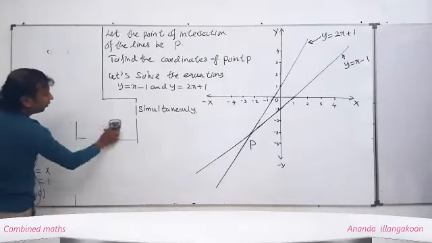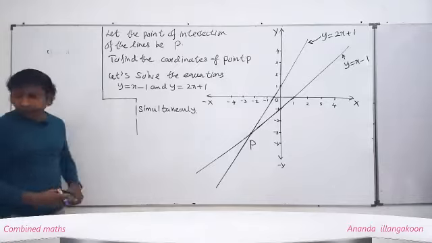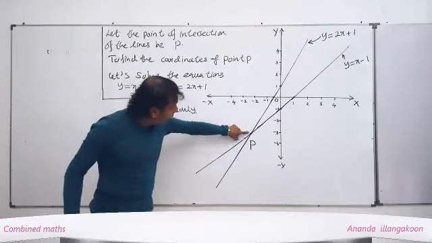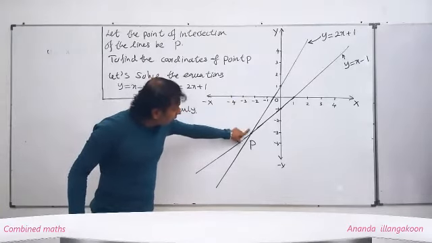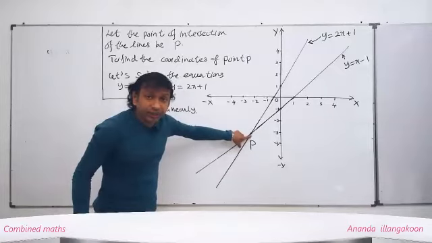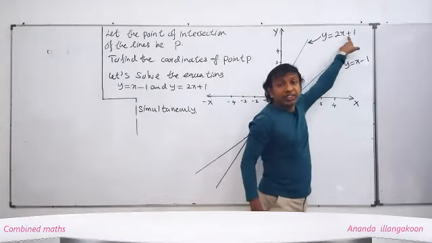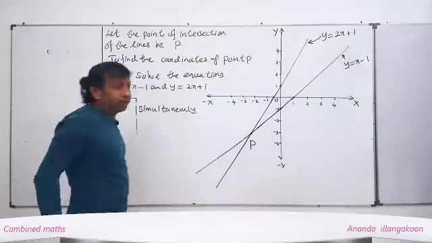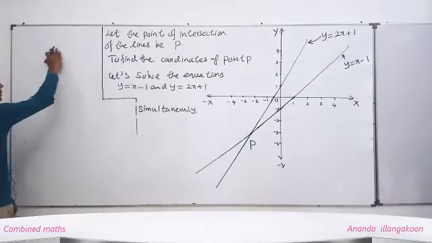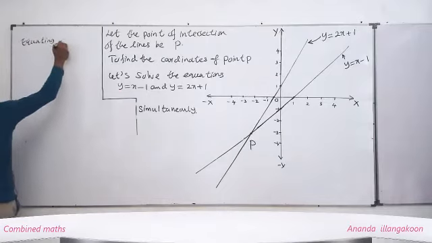What is meant by simultaneously solving, people? Simultaneously solving means at this point P, the depth of both lines is the same, equal. Depth means y. At this point, the y coordinates of both lines are equal. This and this being equal, if these two are equal, definitely the right hand sides must be equal, right? Then you can write it like this, equating y values.